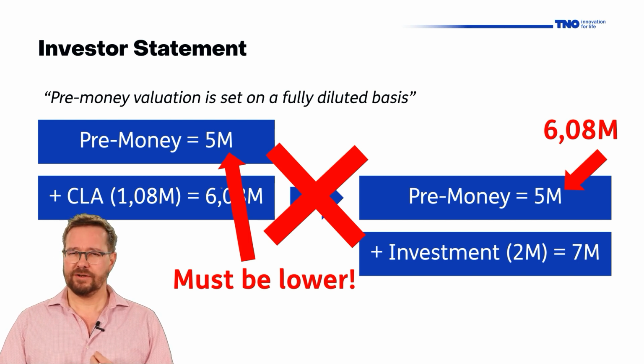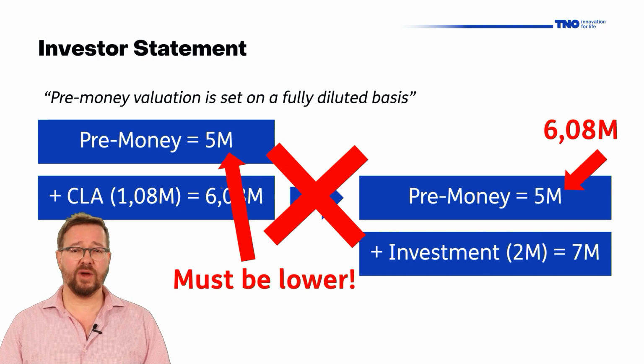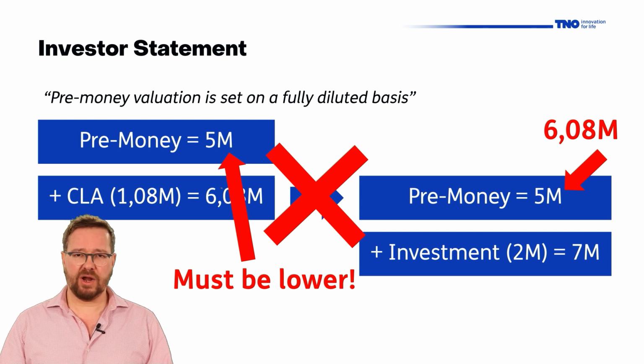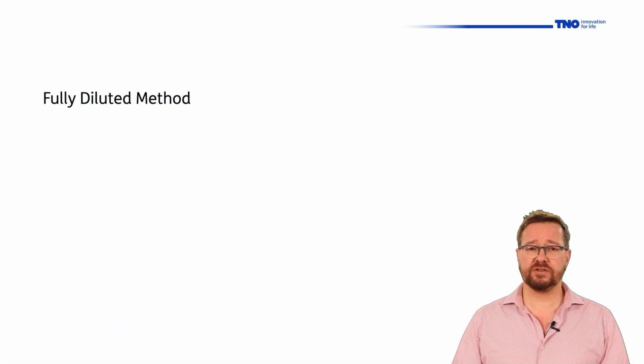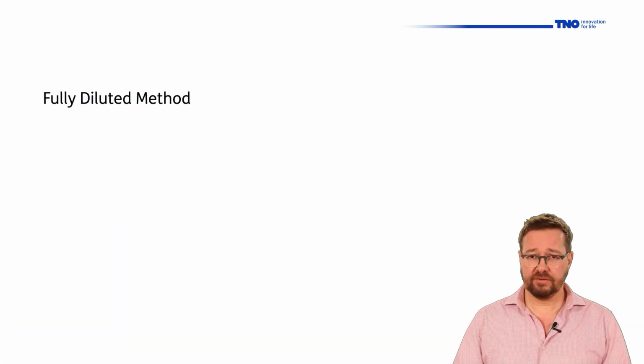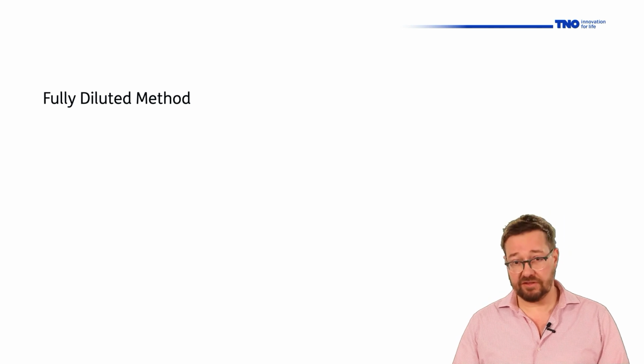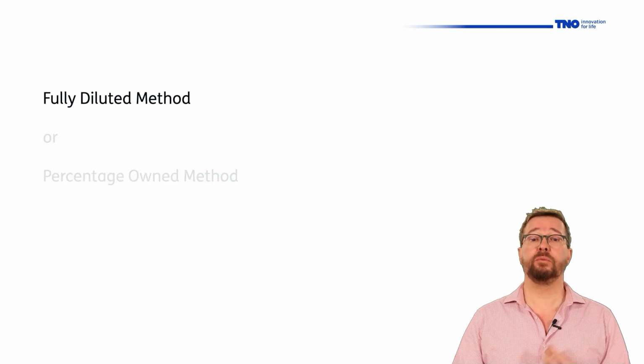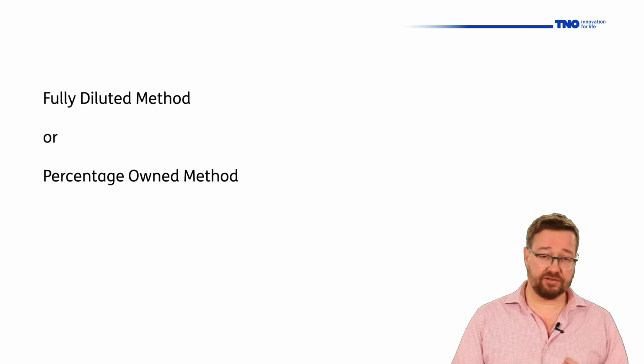However, the CLA explicitly mentions that the conversion will be based on the same pre-money as the new equity investment. These two premises do not inherently align. So how does this conversion and subsequent investment actually transpire? Which brings us to the second method, the fully diluted method, more formally called the percentage ownership method.